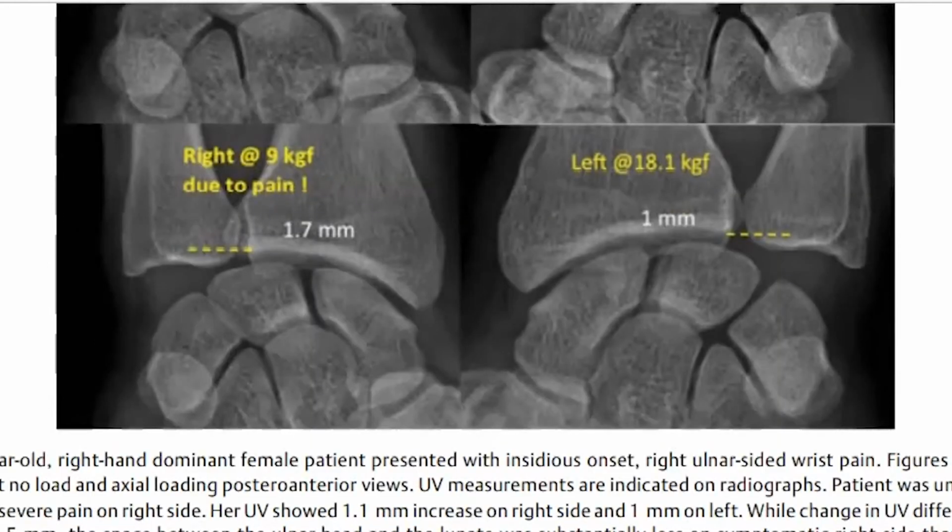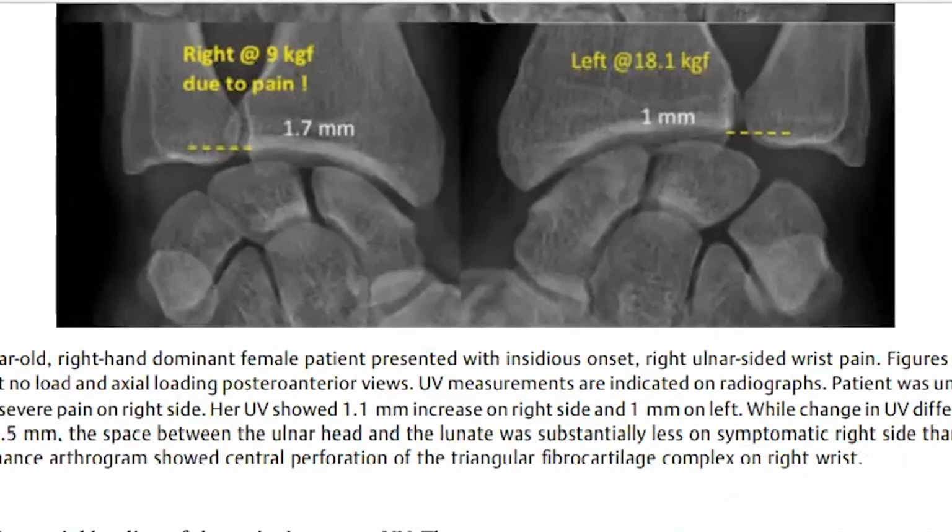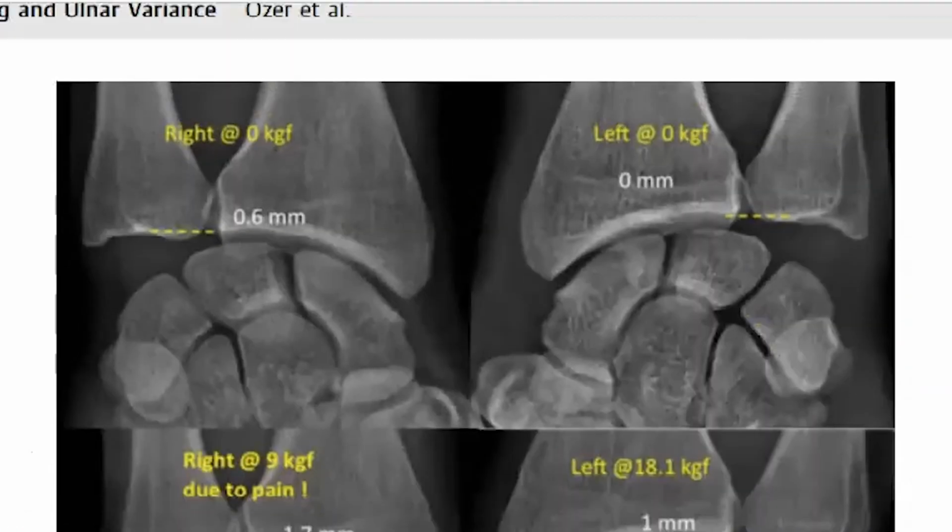Is it the ulnar variance that causes the problem, or is it the tear that causes the ulnar variance? Well, if you can't see the ulnar variance until there's a load, then you're not going to be able to measure that.